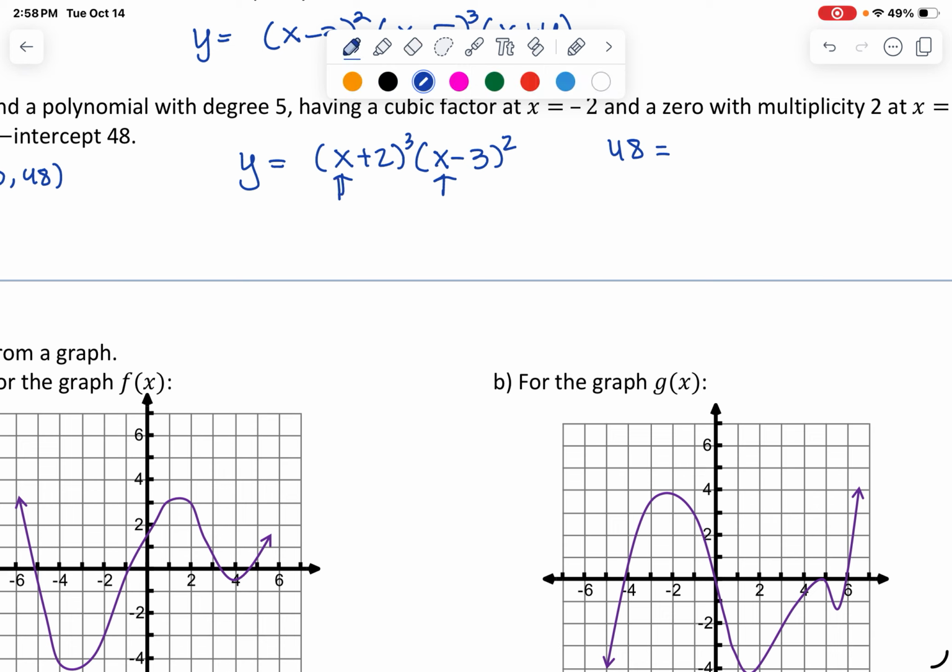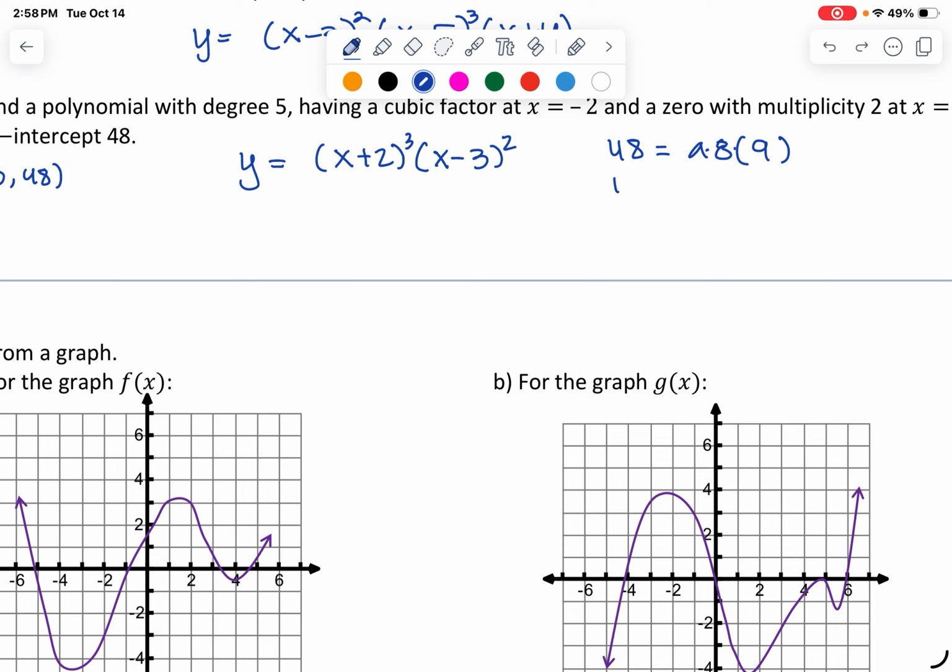All right, so I plug in 0 here. 0 plus 2 is 2. 2 cubed is 8. Plug in 0 here. 0 minus 3 is -3. -3 squared is 9. So the question is, is 8 times 9 equal to 48? No. So I need to come up with a number here, which we'll call A. So A times 9 times 8 has to be equal to 48, so that I can write it right here.